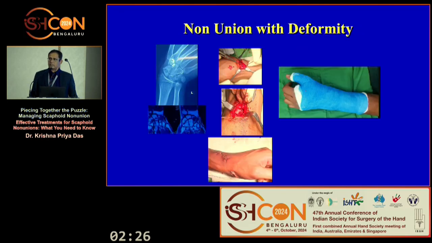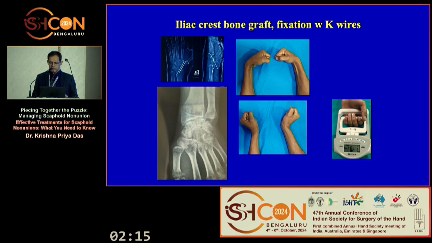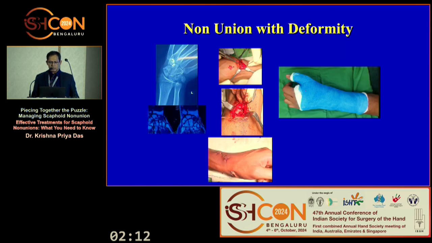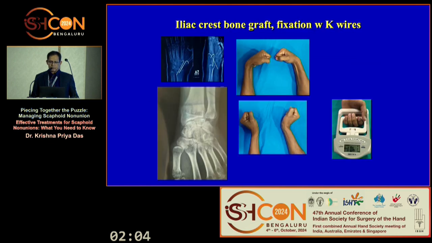But we do not always need to fix with a screw. This is a humpback deformity with a gap non-union, treated with adequate debridement and bone graft from the iliac crest. Here there is only a shell of the proximal pole, so I fixed it with two K-wires. Unfortunately, that day my C-arm was not working, so the pin went in a little bit more. But fortunately at 4 months there is a very consolidated union and very good range of movement, and the grip strength is also good, 40 kg.